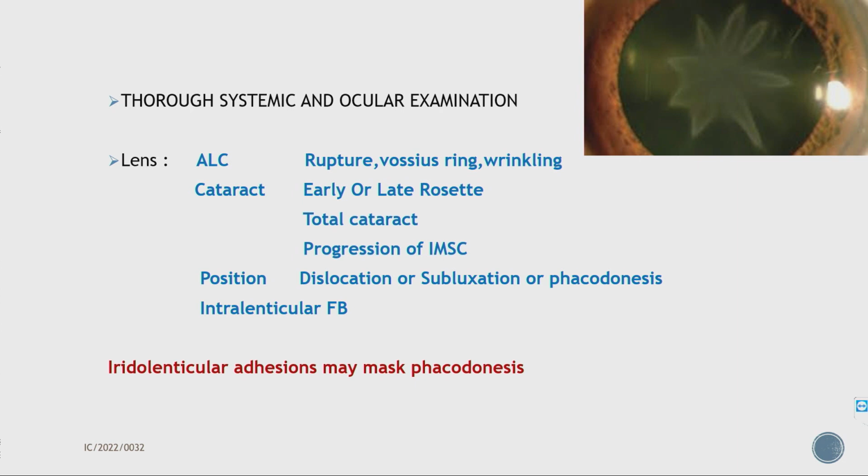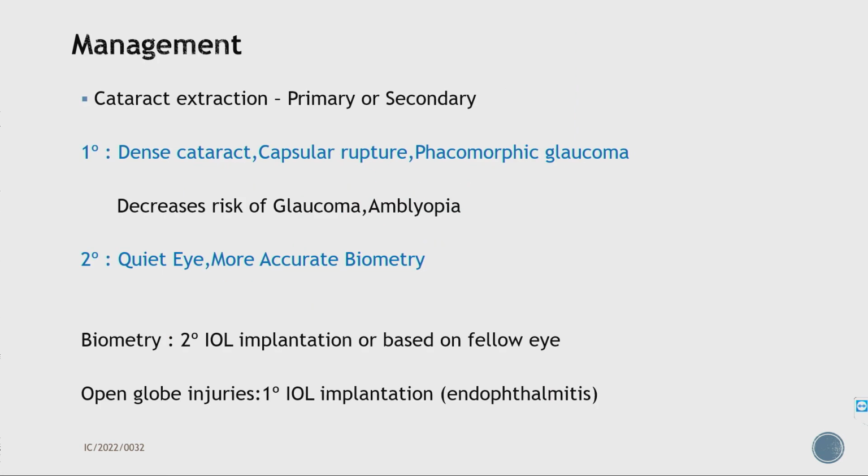Cataract can be an early or a late onset rosette cataract, a total cataract, or progression of an immature cataract. The position of the lens is important, as we can have a subluxation, a dislocation, or a phacodonesis, and any intralenticular foreign body also should be noted. The point here is any intralenticular adhesions may mask a phacodonesis, and in all cases we better consider that zonular dialysis is present before we take the patient in for surgery.